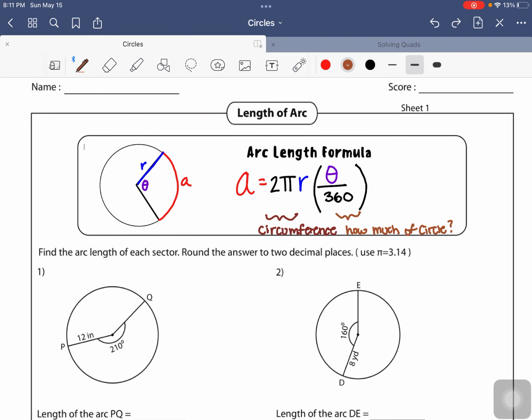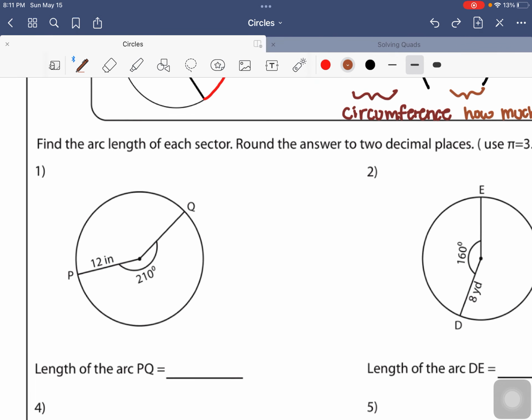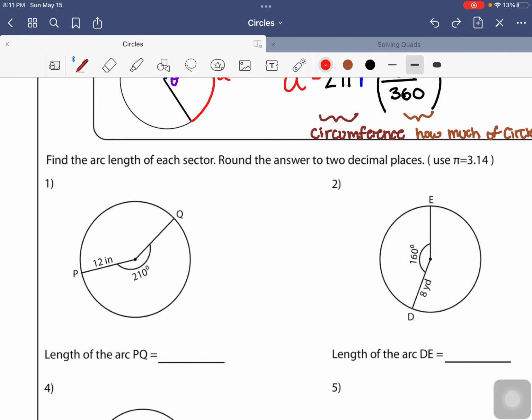So I'm going to go ahead and do problem 1, and that is all you should need to be able to get through this. It's very simple. Stick to the formula. Okay. Round to the nearest 2 decimal places, okay? And use pi equals 3.14. Cool. You can also use a calculator. That is fine with me. So first problem.